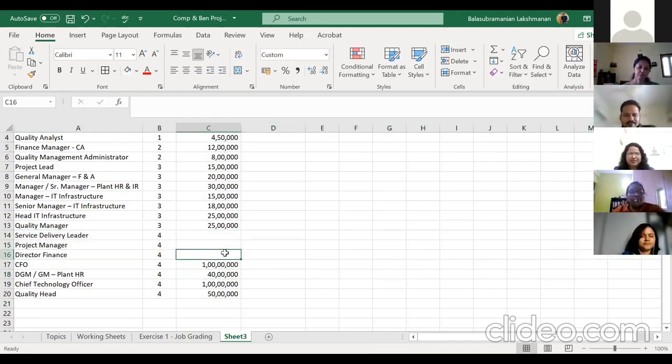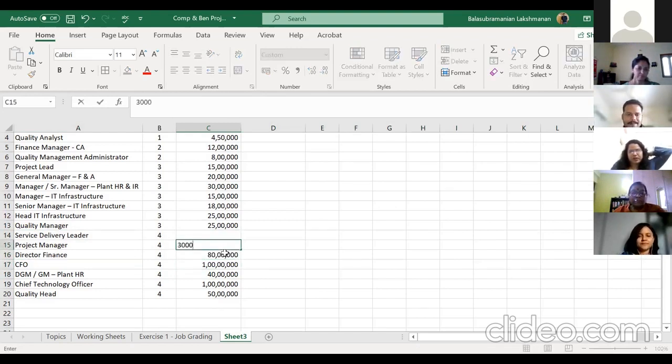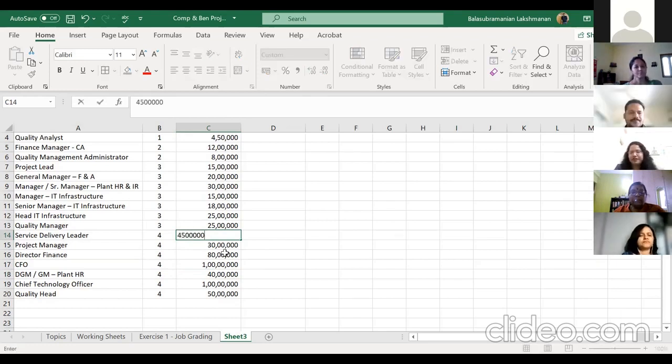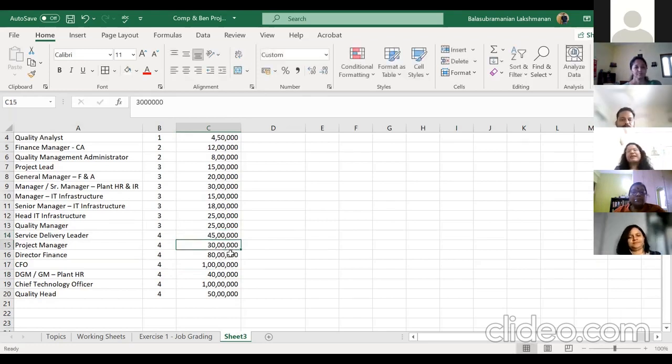So director finance is one step below CFO, right? 80. Yeah. Project managers are typically 30. Service delivery leader: the designation is a bit confusing for me, but if it is a delivery head position, how much we pay, that we can manage. Delivery head position is somewhere between 40 and 50. So 45. Yeah, done, madam. Done and dusted.